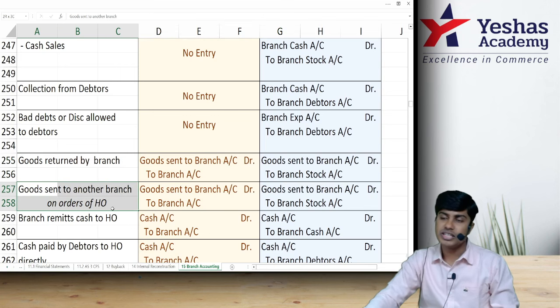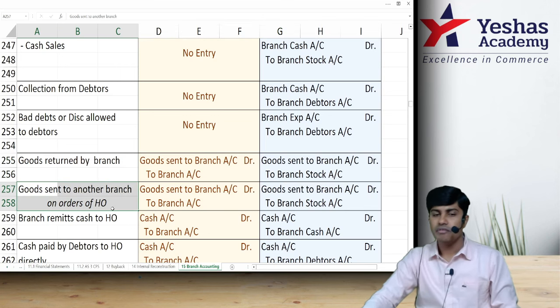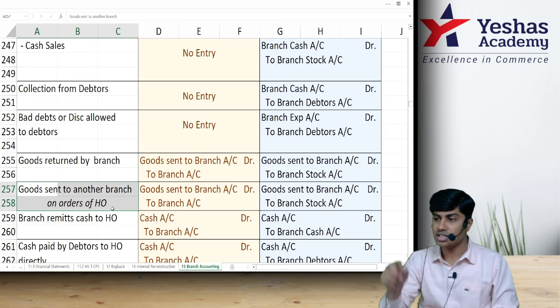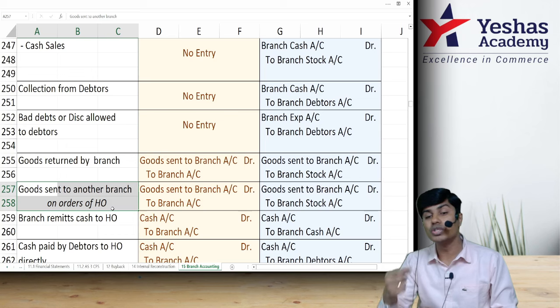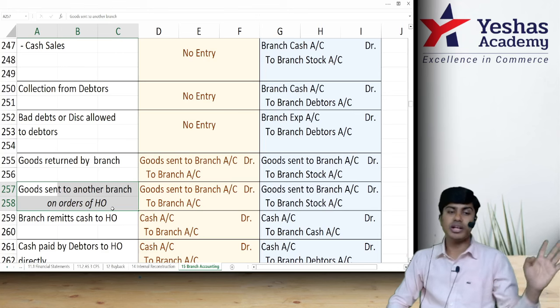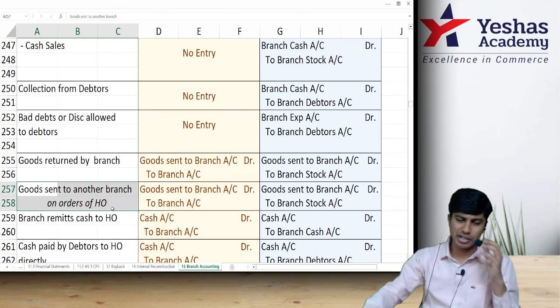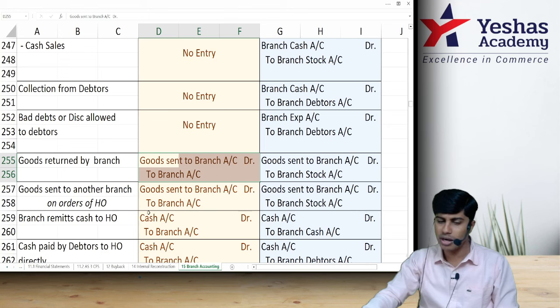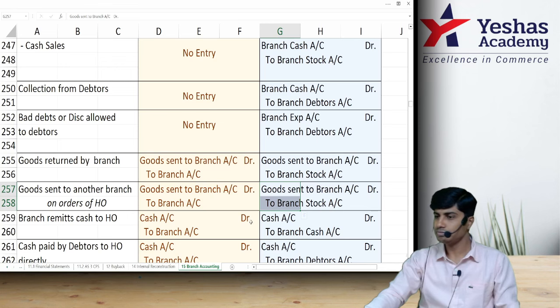Next is goods sent by one branch to another branch. When goods are sent by one branch to another branch, it should be treated like goods sent by branch to head office and head office to another branch. Same entry as for GSB return: GSB to branch, GSB to branch; GSB to branch stock, GSB to branch stock.